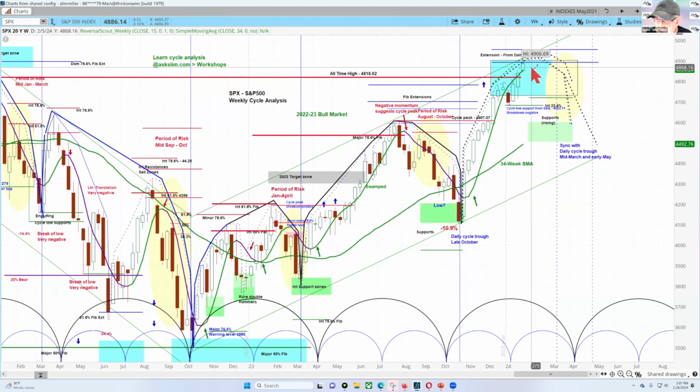So this is the weekly chart again. And the reversal scout, you see where it turned up right over there. That told us about this trough. You see where it turned up here. It told us about this trough. See where it turned down here. It told us about that peak. We don't have that yet.